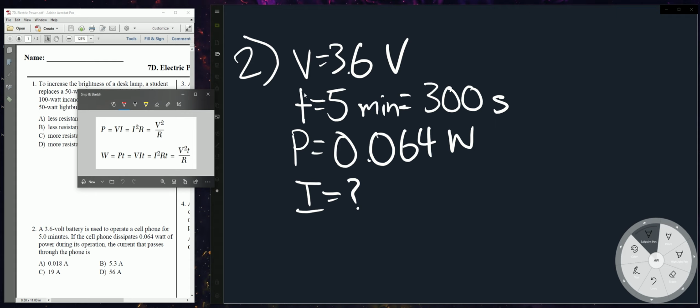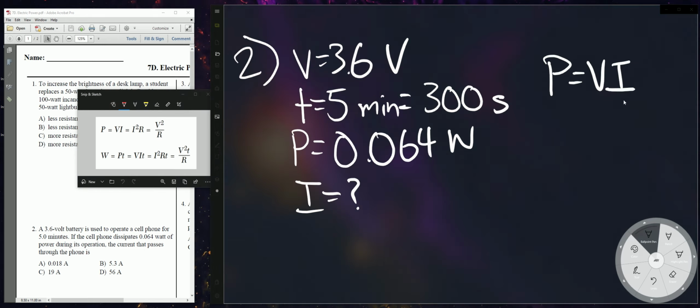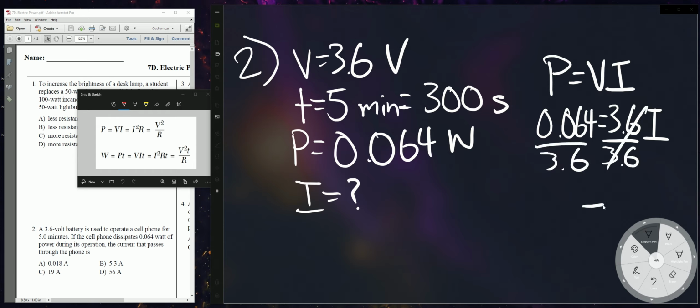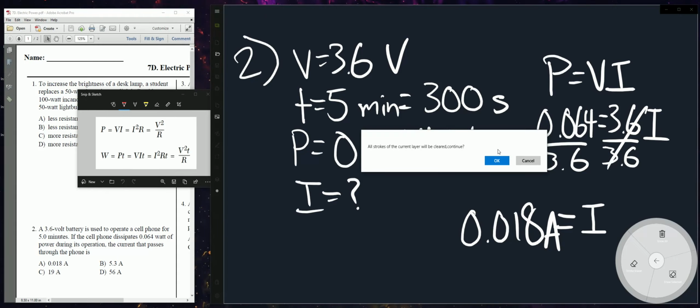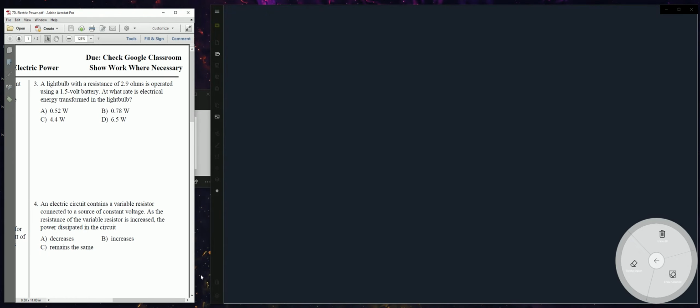So let's look at the top. Power, we have V, power, I. So we don't even need time here. We see a formula right here. Power is V times I. So power is 0.064 watts, your volts is 3.6, and you want to find out what I is. So now you're going to divide this number by 3.6, and you're going to get probably 0.018 amperes. Yeah, most likely. So the answer is A. So again, all you're doing here is seeing which knowns you have, and then plugging into a formula.